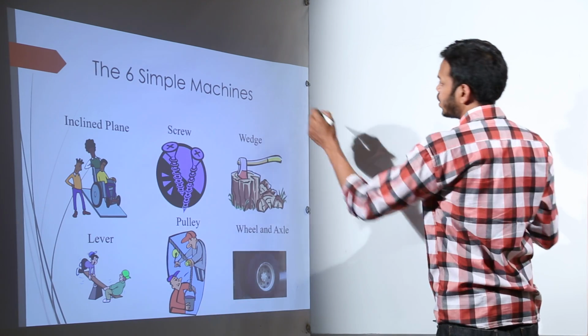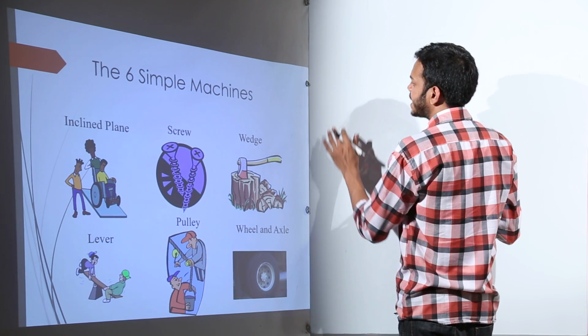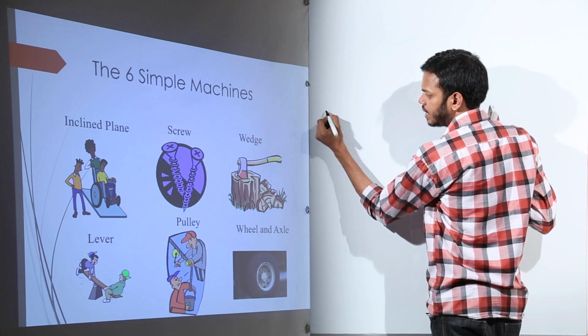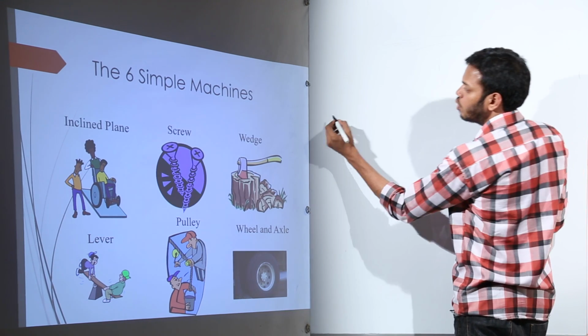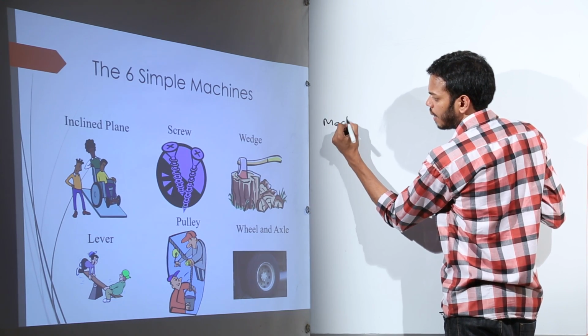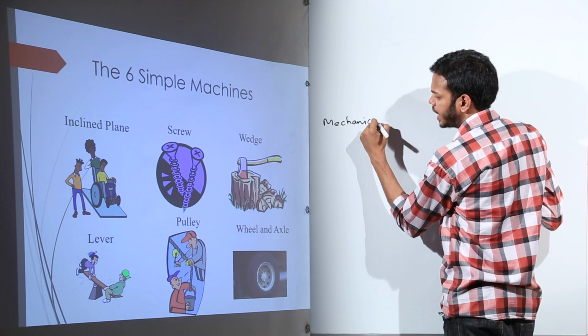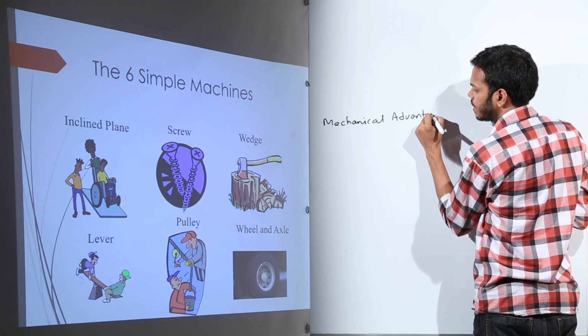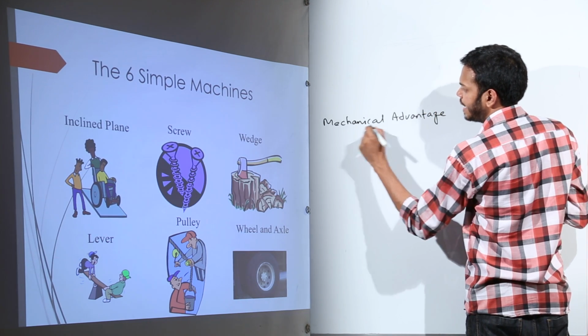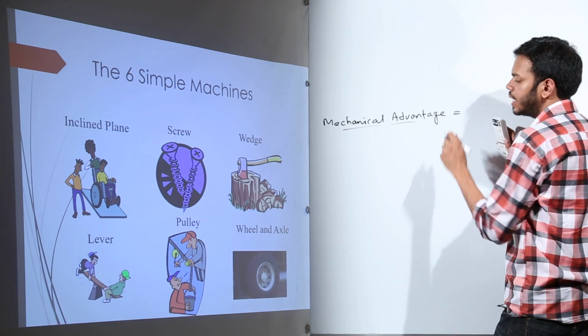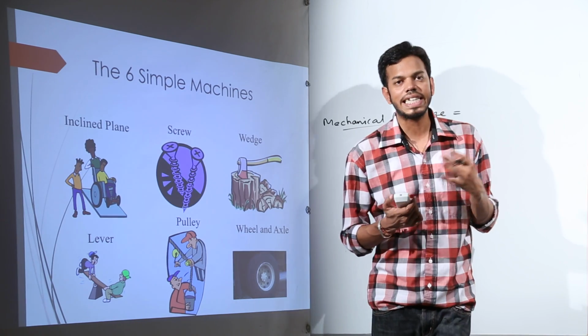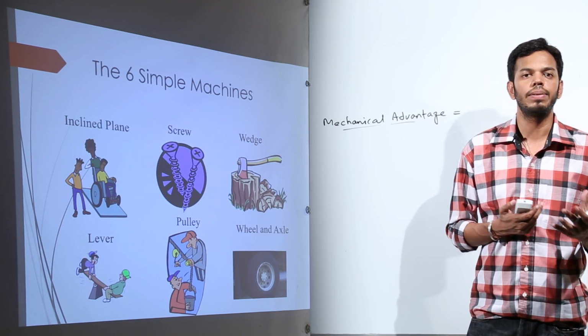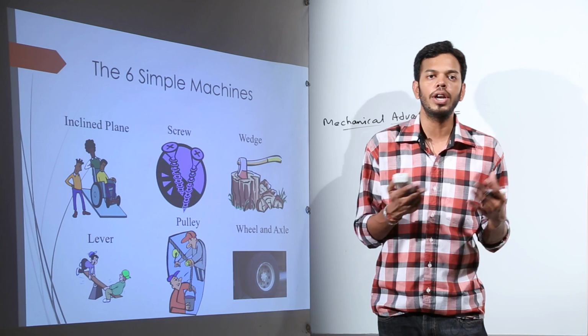Okay, so for all the 6 simple machines, the first important point which we are going to study is called mechanical advantage. So what does mechanical advantage mean? As the name suggests, mechanical advantage is basically a comparison of load and effort. That means output force upon input force.